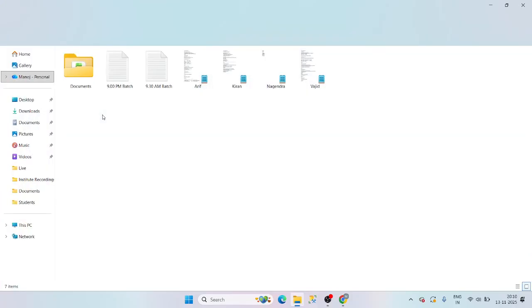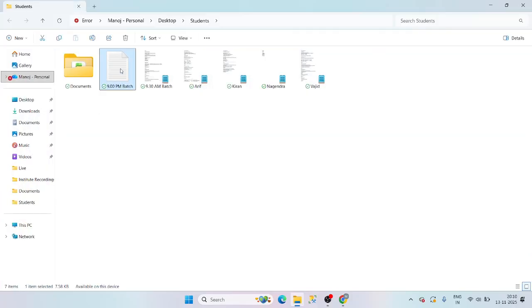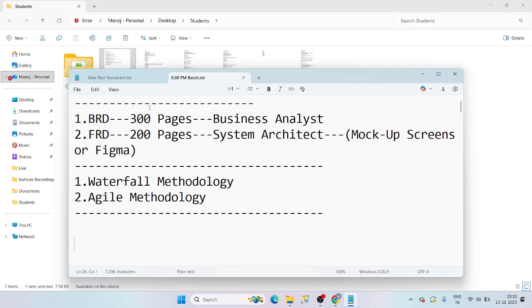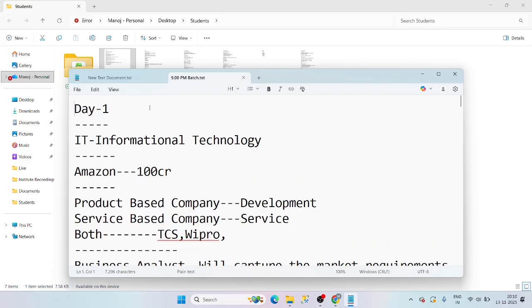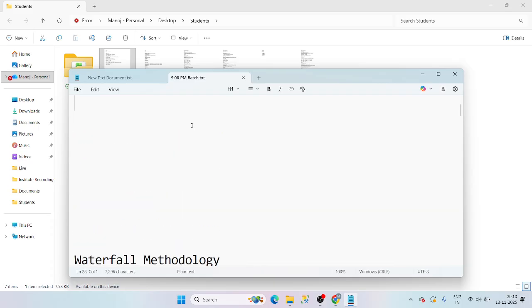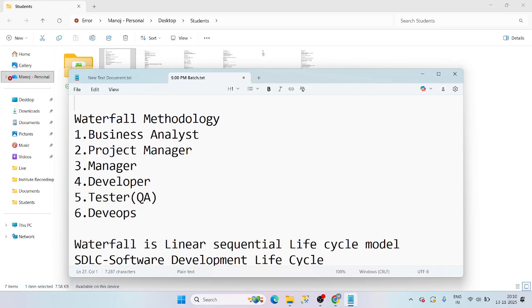Does anyone know something, anything, about Agile methodology, guys? Before going into the session, does anyone know anything about the Agile methodology? Yes, I know a little bit. Who is that? Kanchan. Okay, yes, Kanchan, can you say something?